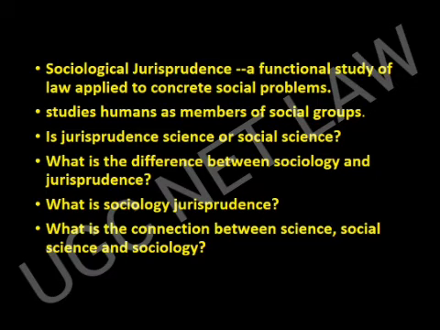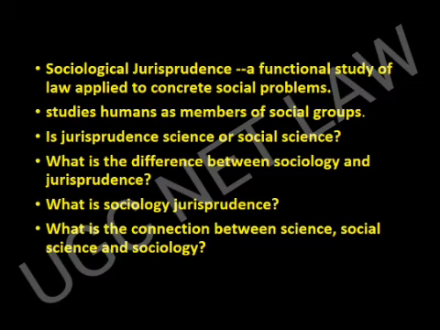What is the difference between sociology and jurisprudence? Sociology is the study of society, human behavior and social changes, whereas jurisprudence is the study of law and legal aspects of things. Like the sociological school of jurisprudence, the study of law and society are related to each other.